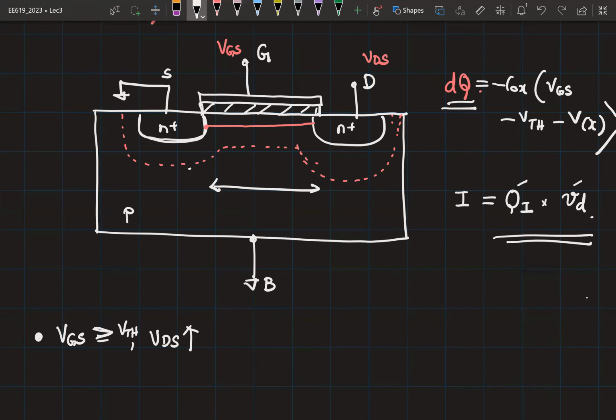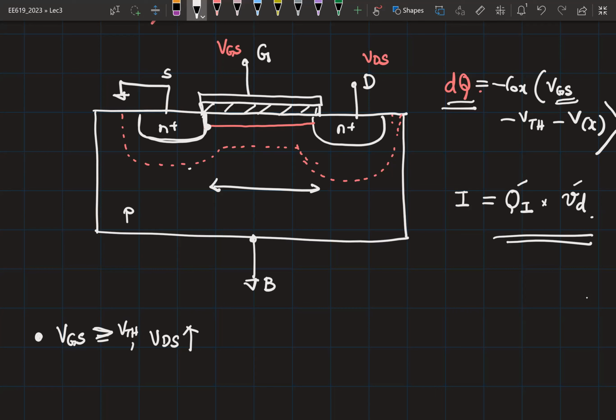Because dq is a function of VGS. So basically the charge at this node will remain a constant irrespective of VDS, right? Because V of x here is 0. So as you increase your VGS, the inversion charge available is increasing. Therefore, your current is also expected to increase. What happens if I increase my VDS?